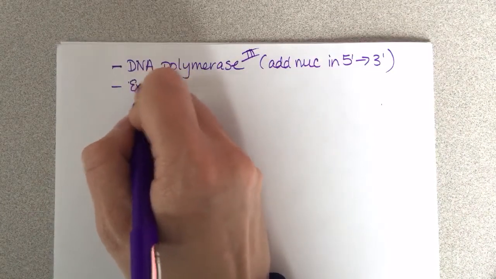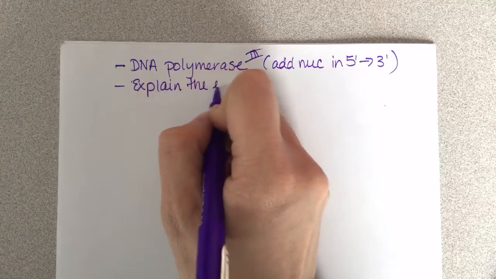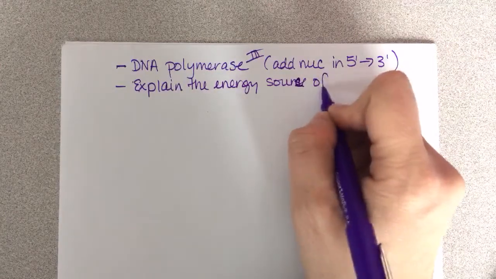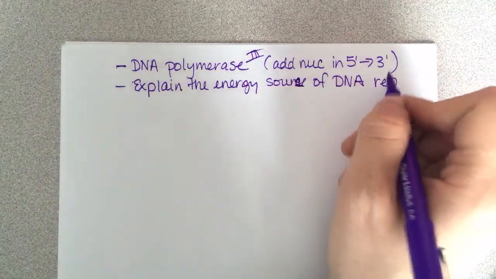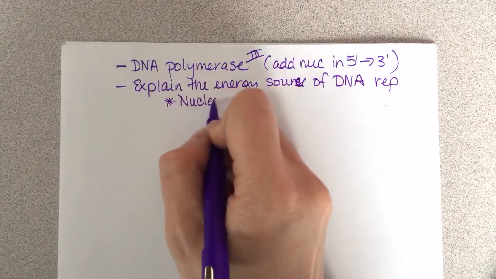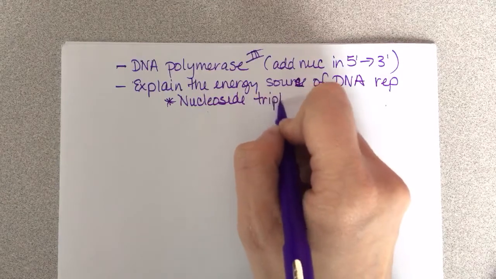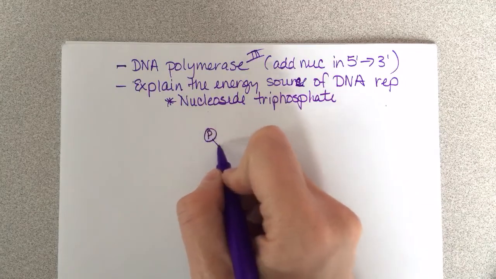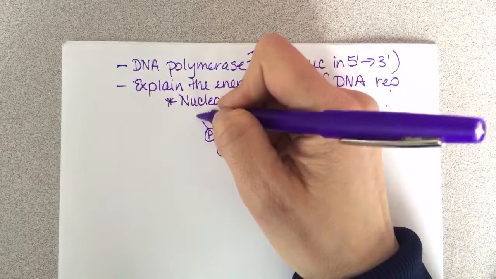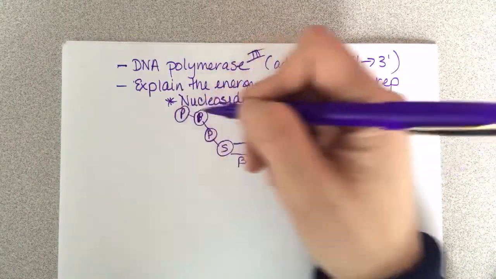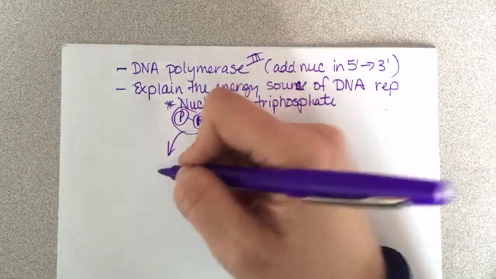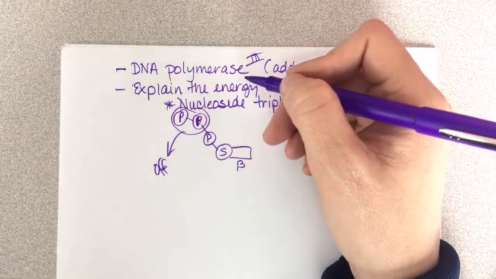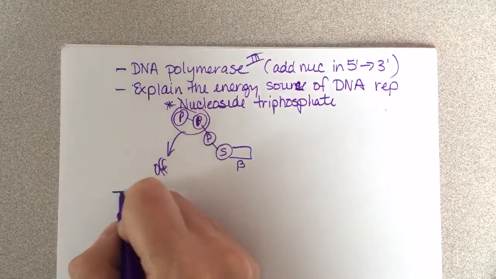You should be able to explain the energy source of DNA replication. So what is that? Remember, it's the nucleoside triphosphate. Remember, a nucleotide is the phosphate, sugar, and the base, but a nucleoside triphosphate has 3 phosphate groups attached to it, and 2 of them come off as a pyrophosphate to provide the energy to hook the new nucleotide to the growing strand. All right, so that's your energy source.